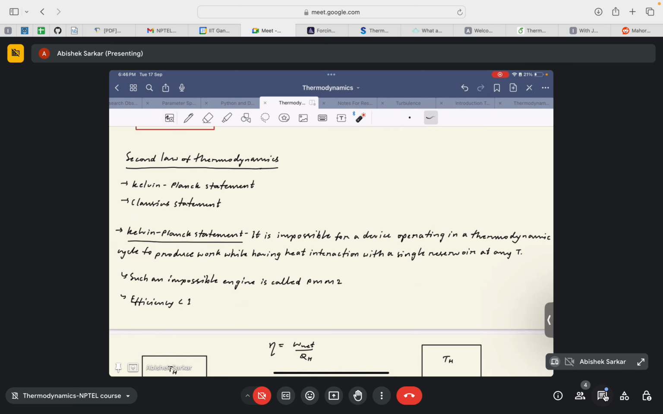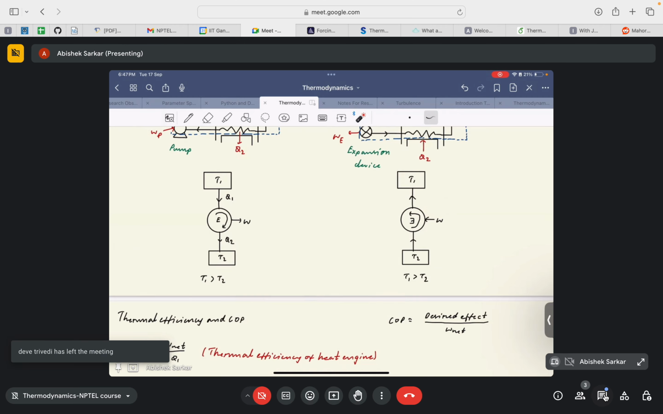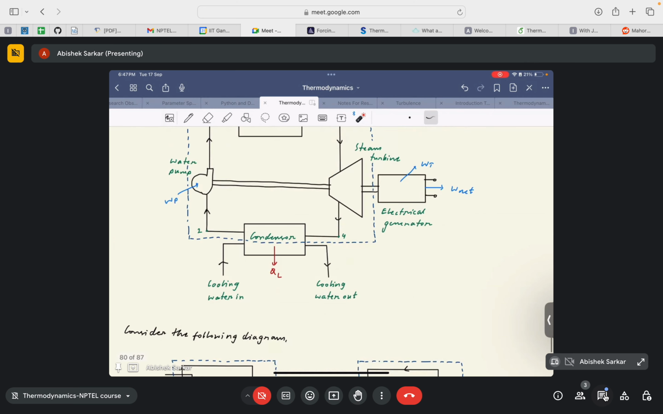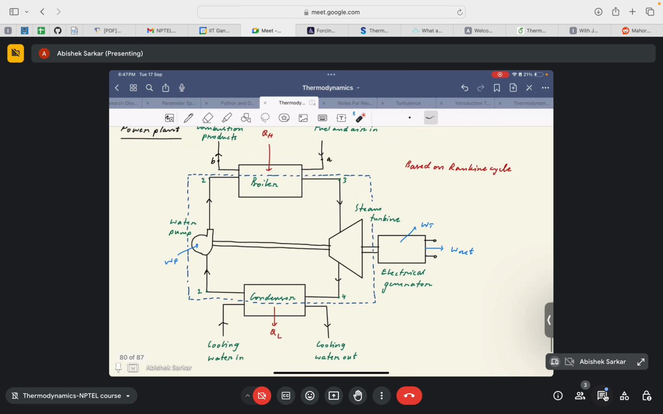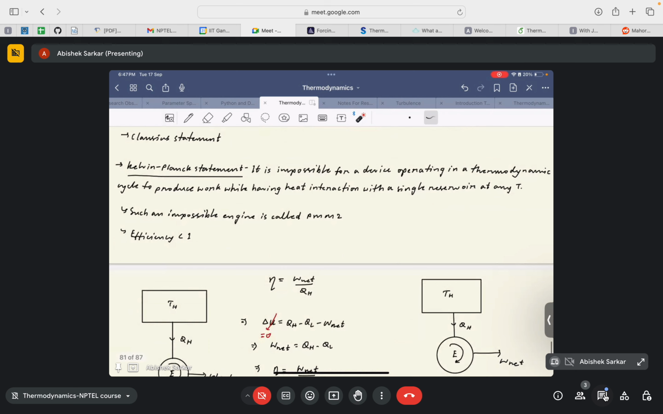Okay, so if you recall all the topics that we have discussed till now in this class, you will see that all these devices have heat interactions with two reservoirs. Just to confirm, let us go back to all the diagrams. You will see here there are two thermal reservoirs, T1 and T2. Similarly here, heat interactions Q1 and Q2. Similarly here, Q1 and Q2. If I go back even further, here also there is heat interaction with two thermal reservoirs, that is QH and QL.